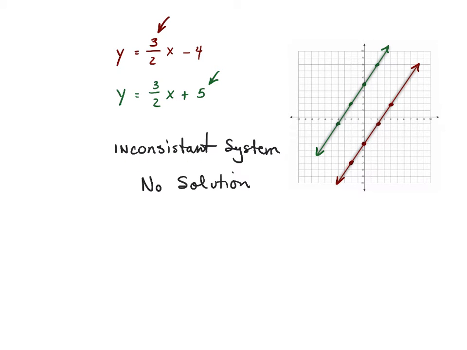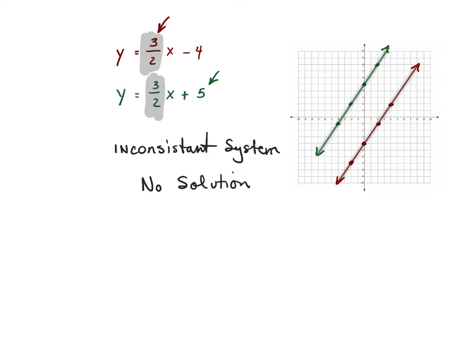Now, you actually did not need to graph this one, because if you remember from earlier in the year, we talked about slope and parallel lines. If two lines have the same slope, they are parallel, and therefore they're never going to intersect each other. Now, they have to be different lines. The red one's y-intercept was negative 4 and the green one was at positive 5. So we just knew they were not the same line, but they were parallel, which means they will never have any solutions in common.